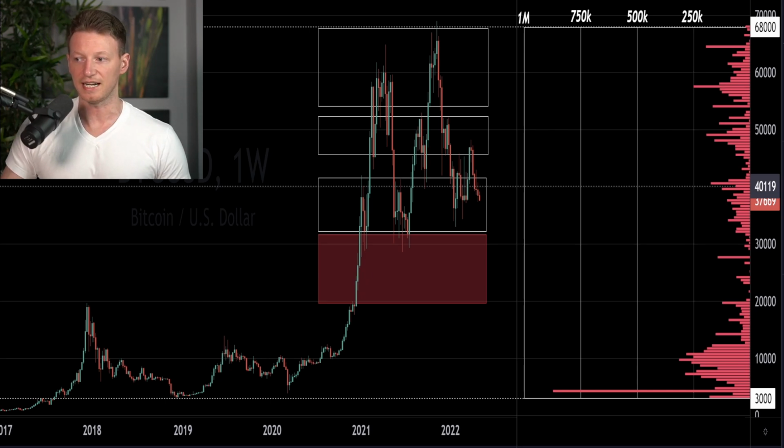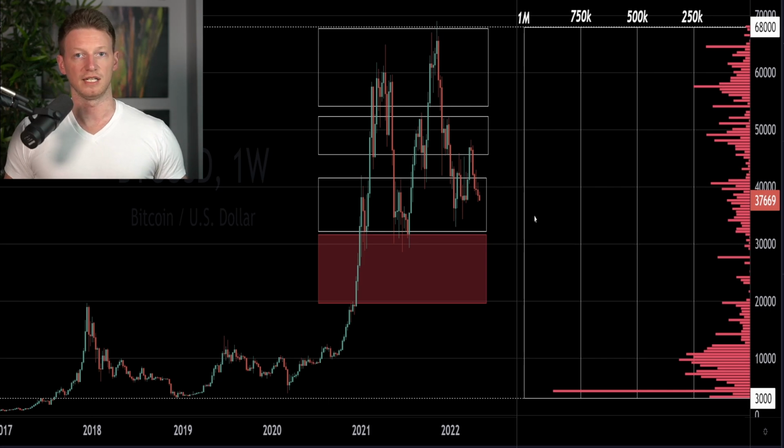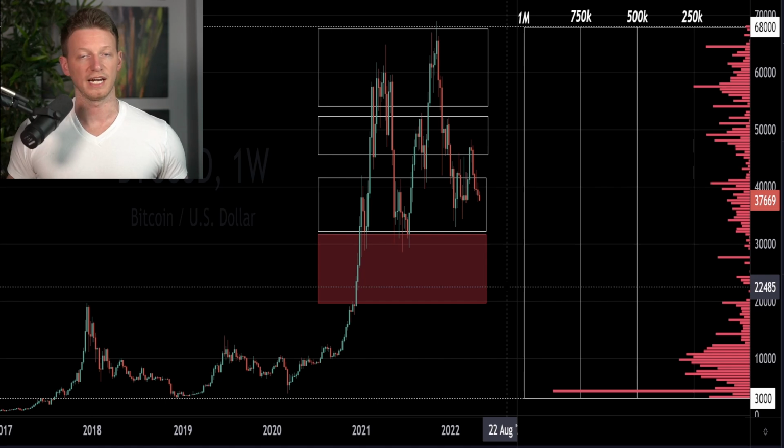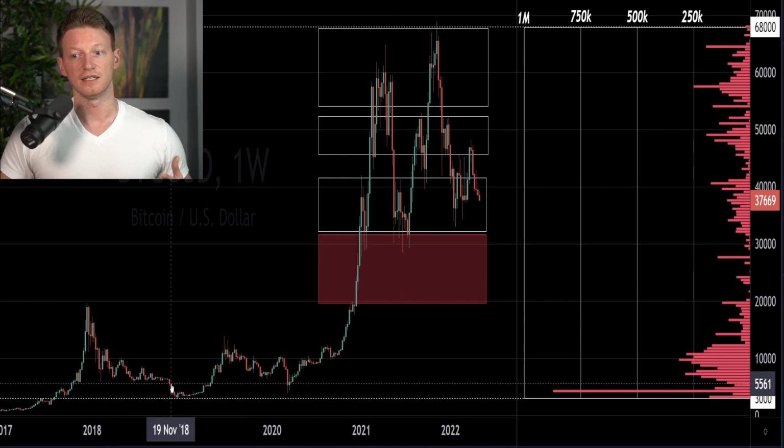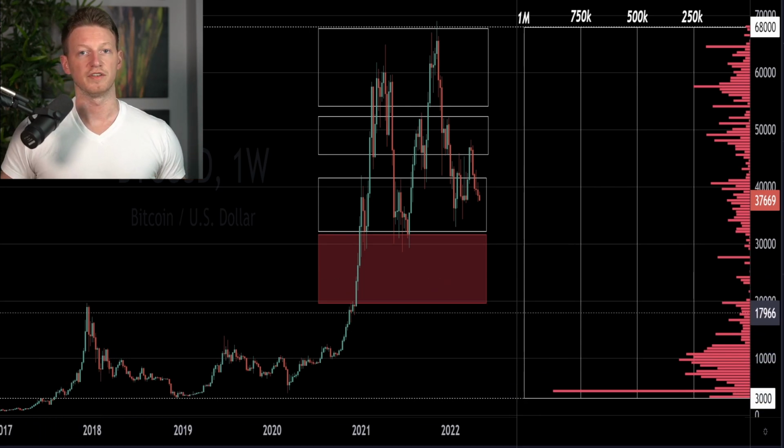Because if something like that happens, a lot of the metrics right now tell us a normal market cycle bottom would take us down below 24K. That would be a normal market cycle bottom, like we've seen in 2018 and then in 2014 into 2015.